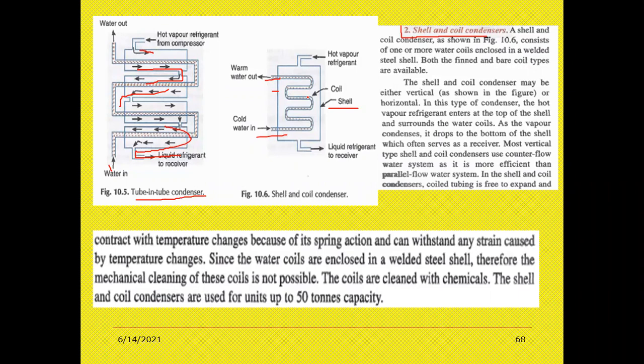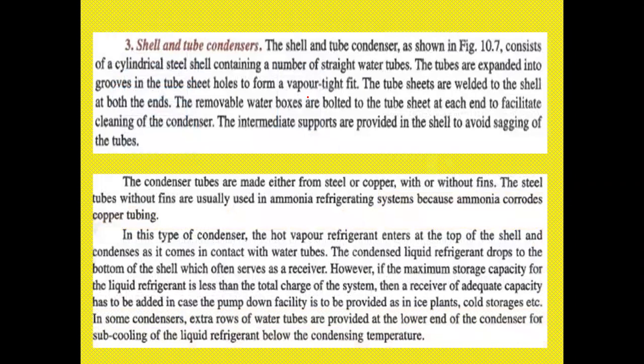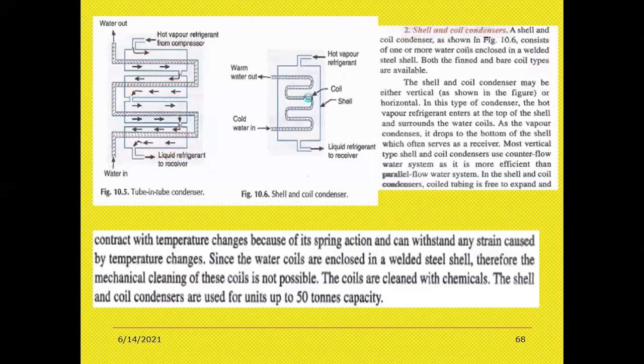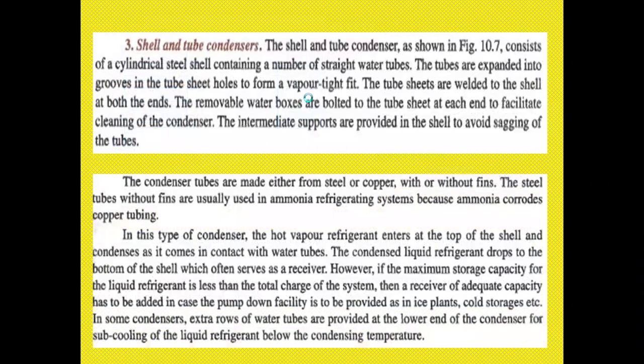Okay, now let's see the next one: the shell and tube type condenser. You could choose a shell and coil type, but here it is the shell and tube type condenser. The shell and tube condenser shown in figure 10.7 consists of a cylindrical steel shell containing a number of straight water tubes, placed in a horizontal setup. The tubes are expanded into grooves in the tube sheet holes to form a vapor tight fit.